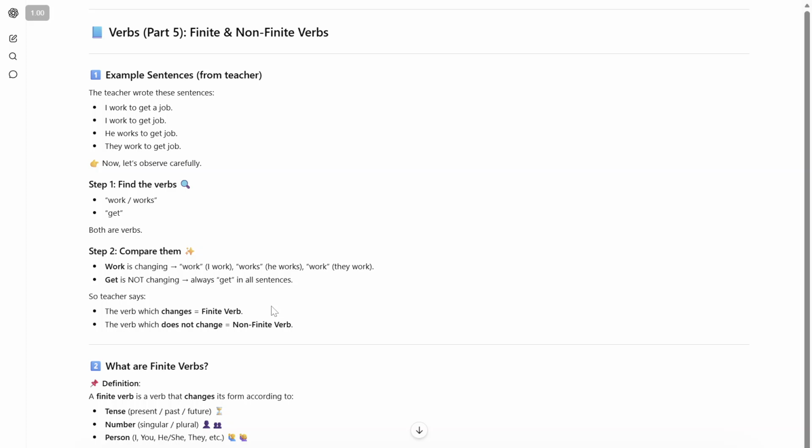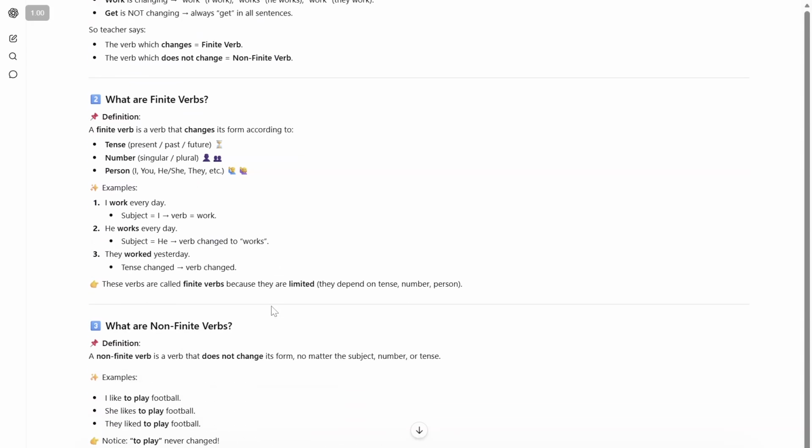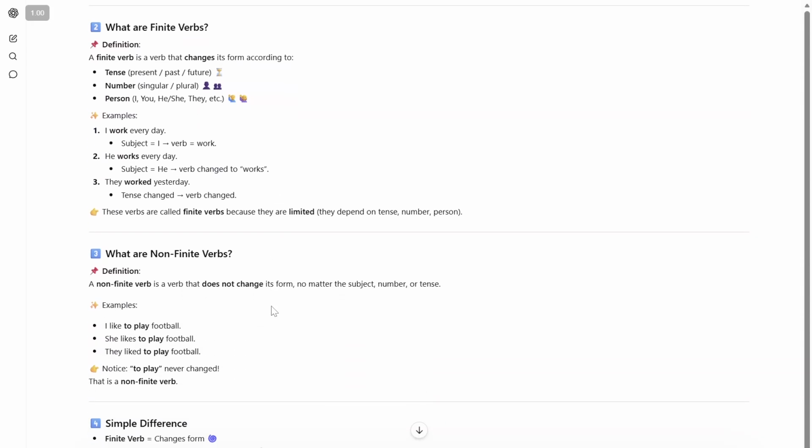So teacher says, the verb which changes is a finite verb. The verb which does not change is a non-finite verb. What are finite verbs? Definition: a finite verb is a verb that changes its form according to tense, present, past, future, number, singular, plural, and person, I, you, he, she, they, etc. Examples: 1. I work every day. Subject I, verb equals work.